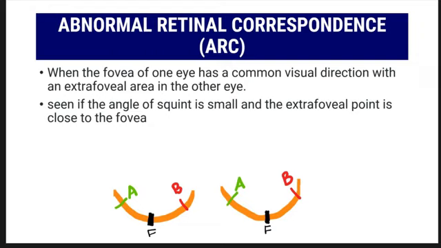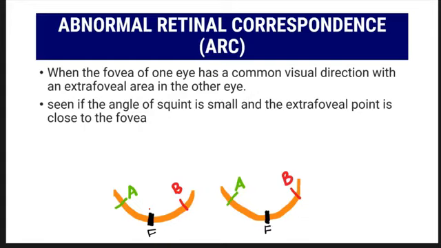But we have a term, and that is known as the abnormal retinal correspondence. Now normally in the normal retinal correspondence, the eyes are straight, they do not have any squint or any deviation. But sometimes in eyes which have a very small amount of squint, we have seen that the fovea of one eye starts sharing a common visual direction with an extrafoveal area of the other eye instead of sharing it with the fovea of the other eye.